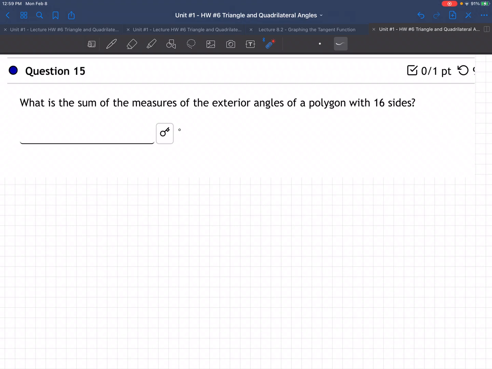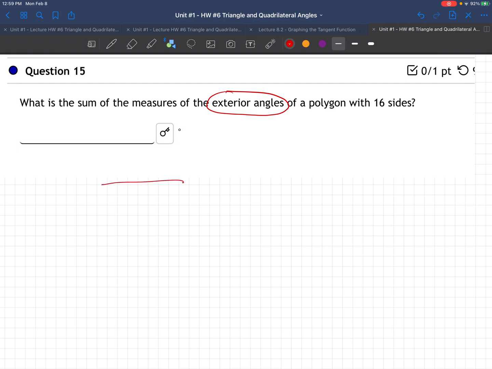Okay, so for this example, they're asking us, what is the sum of the measures of the exterior angles of a polygon with 16 sides? So what's strange here is they're talking about exterior angles. What do they mean, exterior angles? What they mean, first off, let me just draw it.